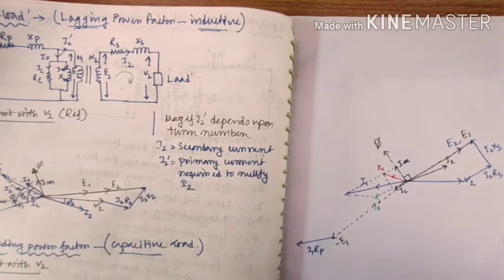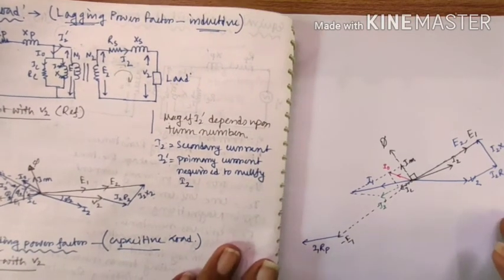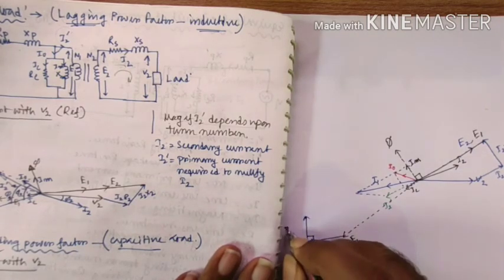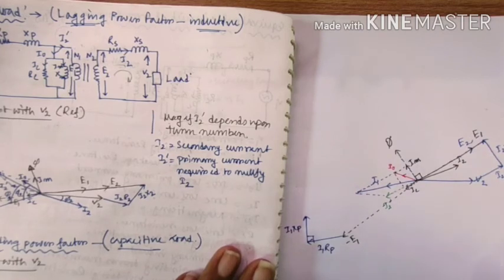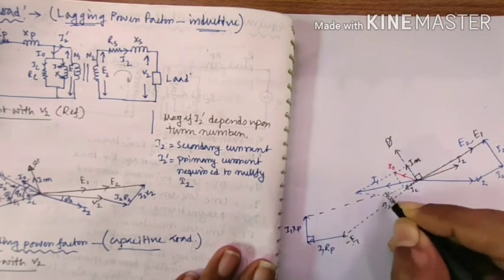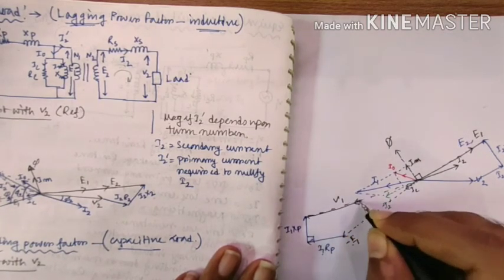Now I1 current is flowing through XP. So what is XP? XP is inductive in nature. That will create an inductive voltage. So it should lead by an angle 90 degree. So it will be something like this one. This is 90 degree, I assume. So this is I1 into XP. So the summation of minus E1, I1 RP, I1 XP should give us V1. So if I add them, that will give us V1. So this is the vector.